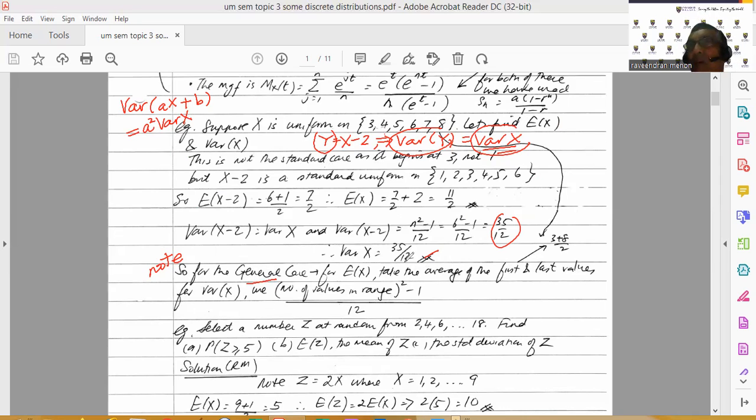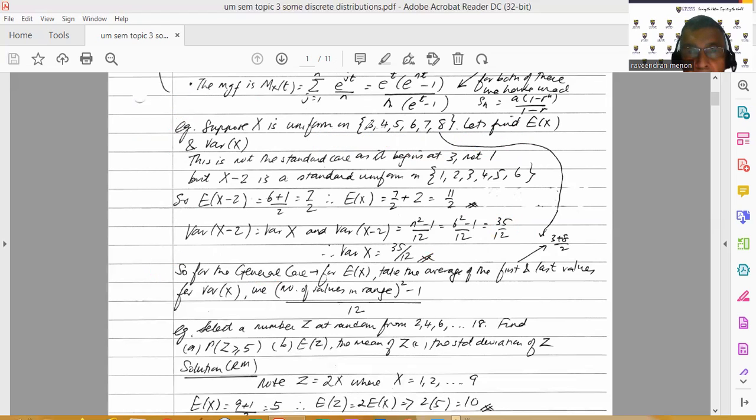Remember, we are looking at a general case. Let's say we talked about 3, 4, 5, 6, 7, 8, right? Let me just clear this. Okay, so remember this is the general case: 3, 4, 5, 6, 7, 8. Take the first and the last values, 3 plus 8, 11, divided by 2. The average of the first and last values.